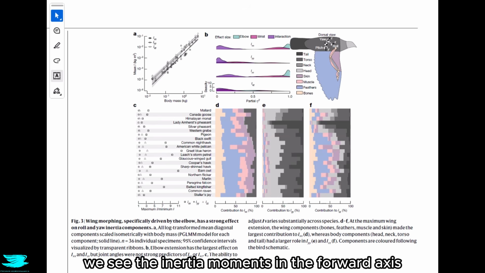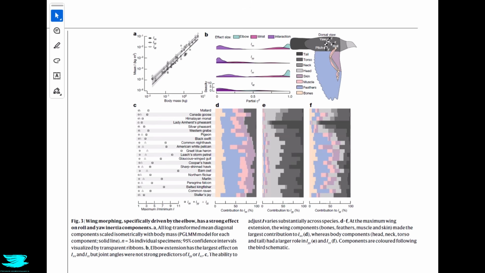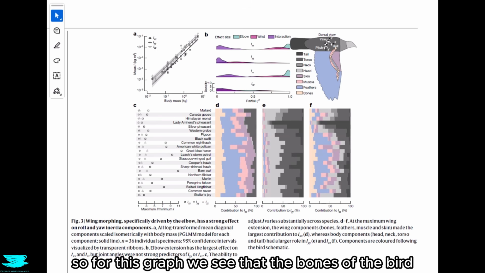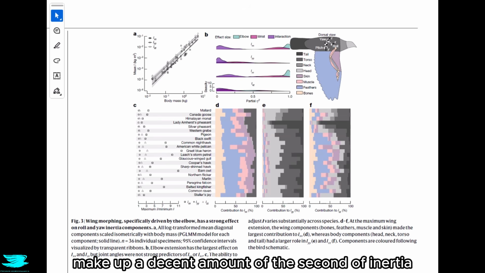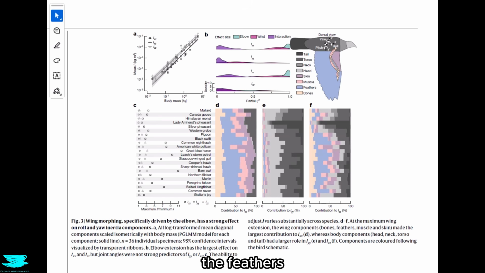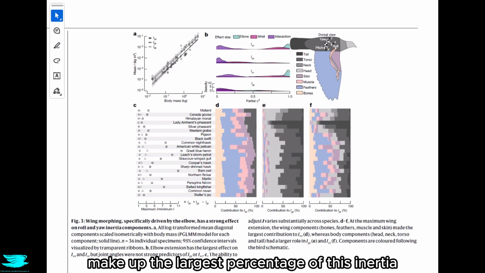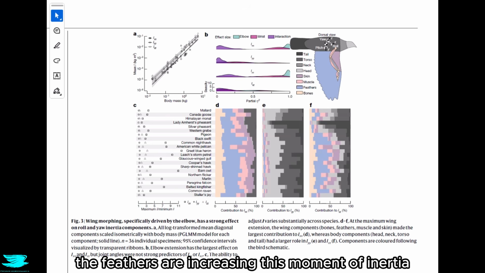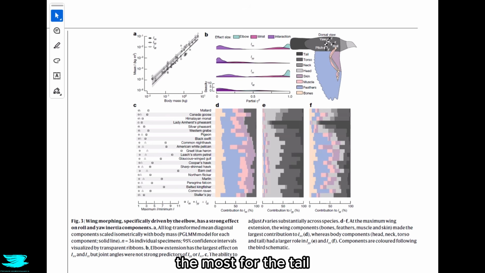So for figure 3D, we see the inertia moments in the forward axis, in the x-axis, as shown in the top right picture too. So for this graph, we see that the bones of the bird make up a decent amount of the second moment of inertia in this direction. But for almost all birds, the feathers make up the largest percentage of this inertia. What that means is that the feathers are increasing this moment of inertia the most.